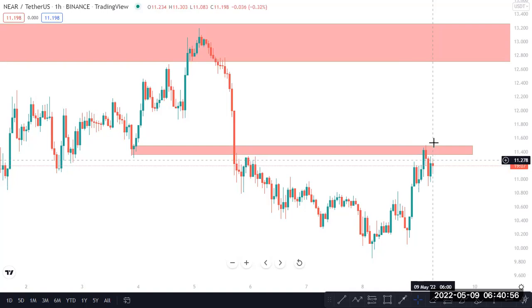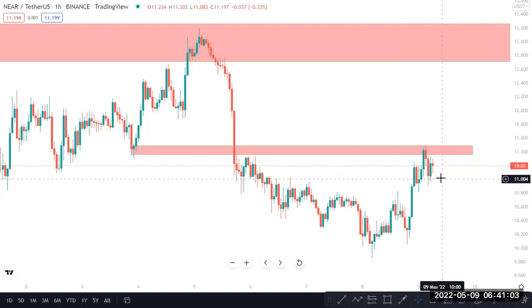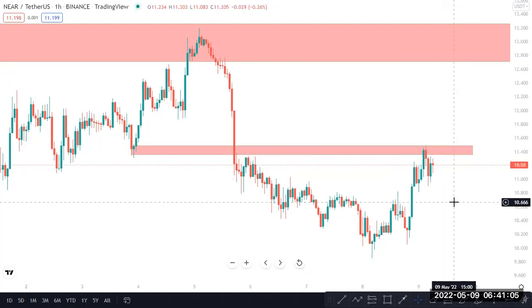So if you break and hold above, I take my long entry, and my target is what? My target is this level around this area. But if you fail to break and are still rejecting, I take my what? I take my short entry, right? So this is what I'm looking for on this coin, which is near, right?